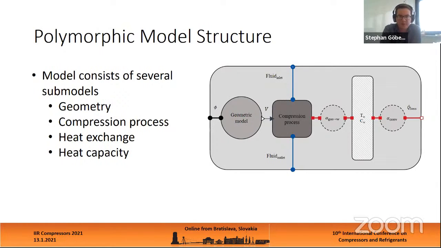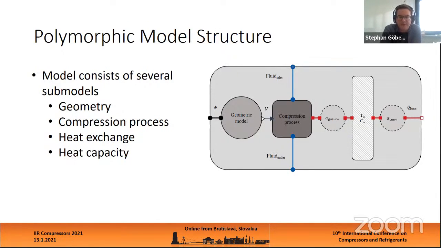The structure of the model is typical for Modelica in this kind of polymorphic way. That means the whole model consists of several submodels. So to go with you from the left side of the picture to the right, first of all, we have the geometric model, which takes the crankshaft position into account to calculate the actual volume of the compression chamber. And then the compression process model that calculates the thermodynamic state of the fluid during the whole process. It's connected to fluid ports, which represent the mass flow at inlet and outlet.